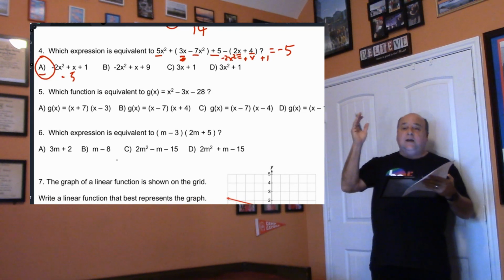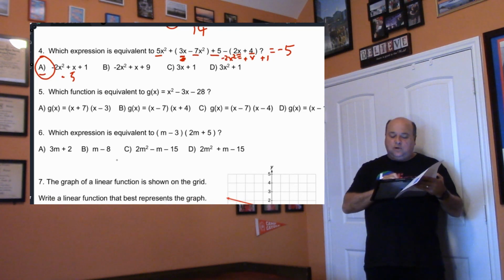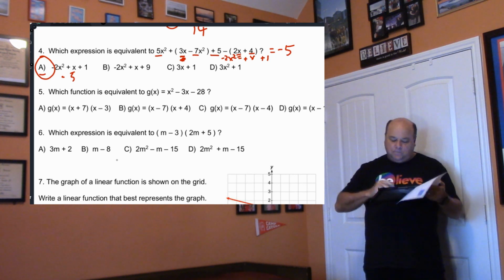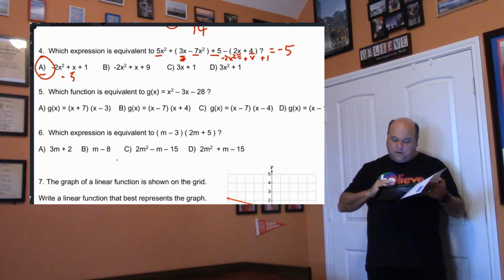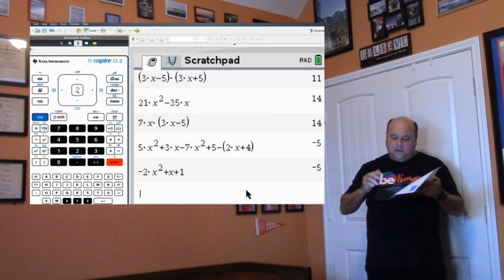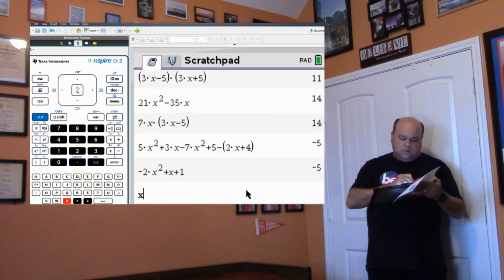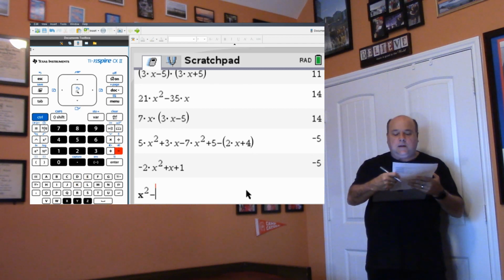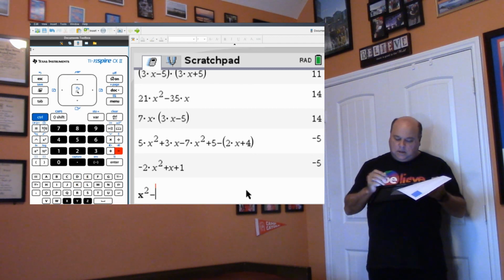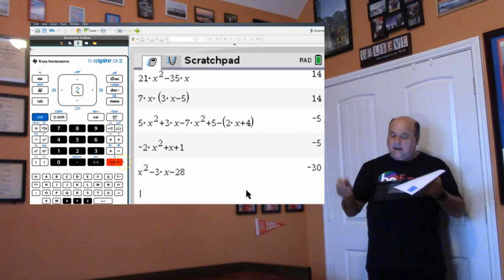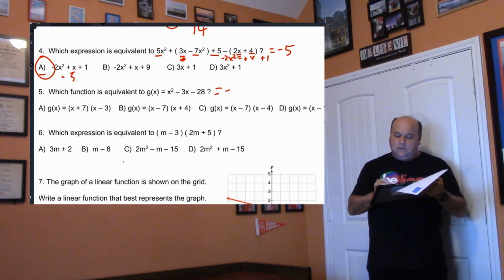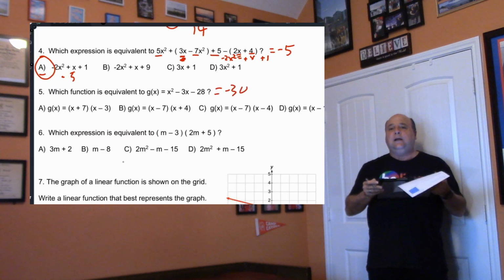Okay, same thing. We're going to factor this. This is easy. All you got to do is type it in. I'm going to do it both ways. I'm going to type it in, then do it by hand. So let's go to the calculator. X squared minus 3x minus 28. Let me make sure I'm typing it in. X squared minus 3x minus 28. Hit enter. And I get negative 30. So go to your calculator. Put negative 30. We need the one that's going to be negative 30.